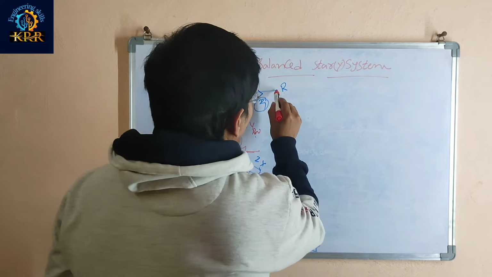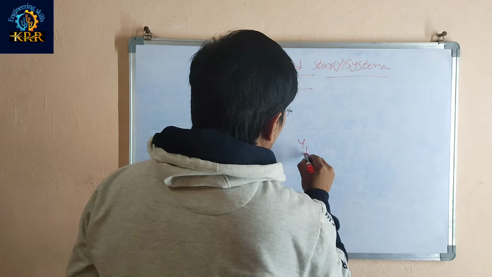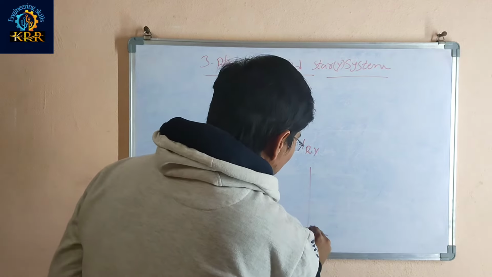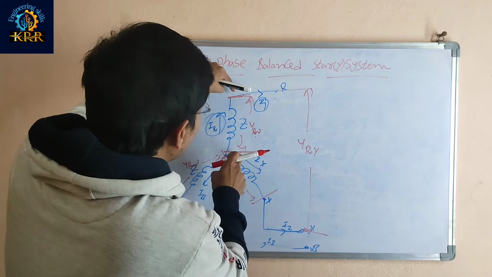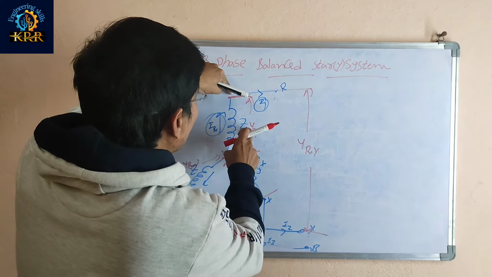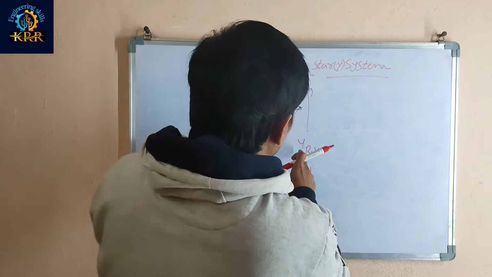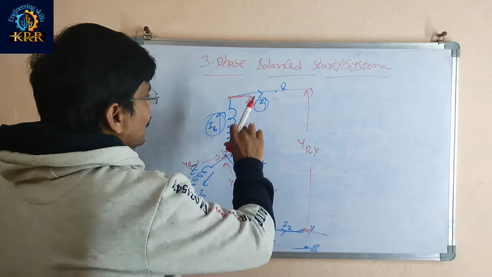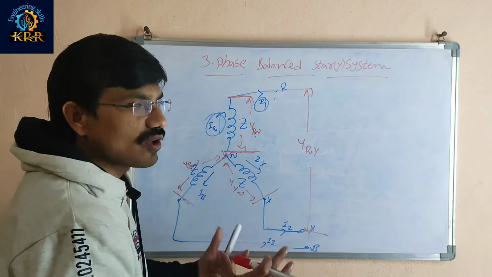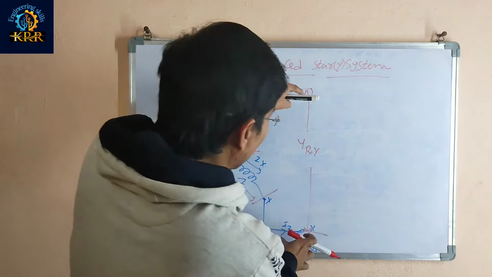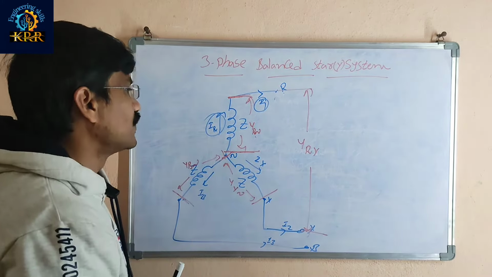Line voltage is nothing but here to here. This is the line voltage, voltage at R to Y. This is the line to line voltage. Voltage between the phase is RN. Voltage between the line is called RY. Phase voltage and line voltage are not equal in a star system.